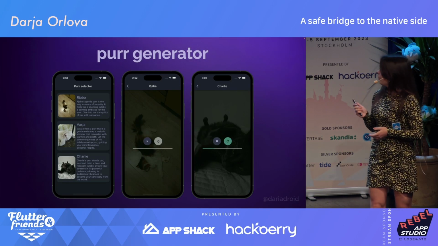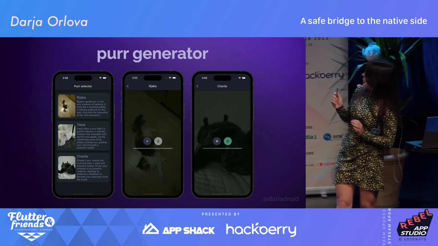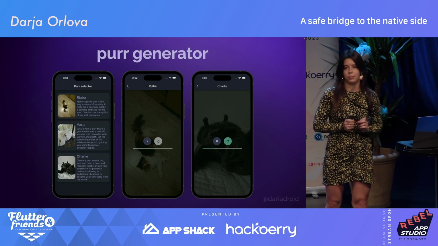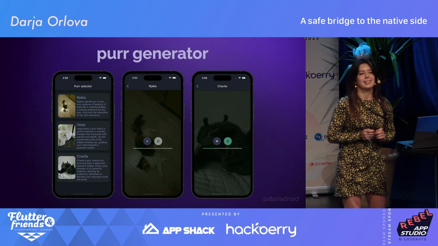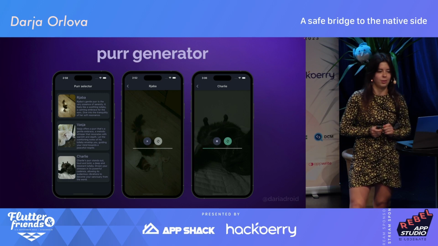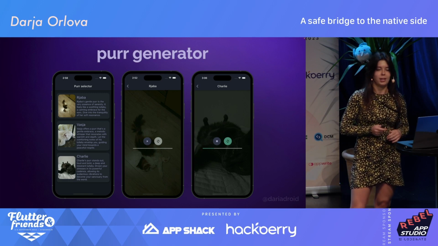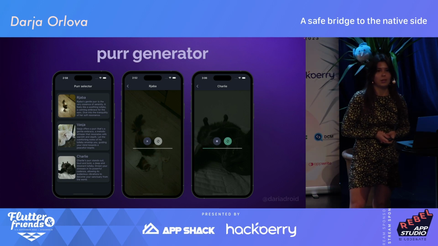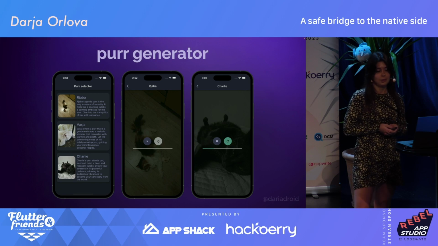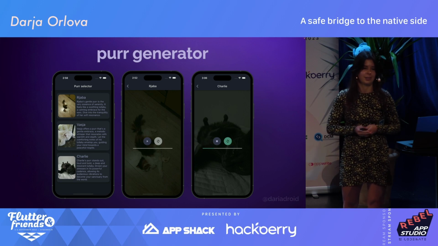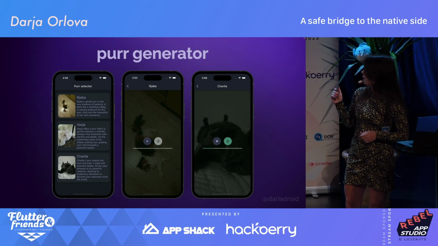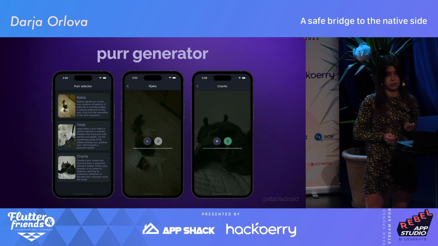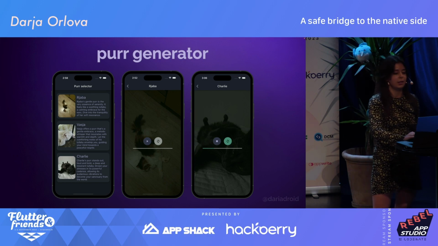That being said, we will be building an app. I'm really proud of this app because it's a purr generator. So I have 3 cats. Well, actually, my mom has 3 cats. I don't live with them anymore. But I miss them a lot. So sometimes I want to listen to them purring. So this is an app where I can select a cat and play the sound of their purring. And the thing is, to play the sound, we need to use native APIs.